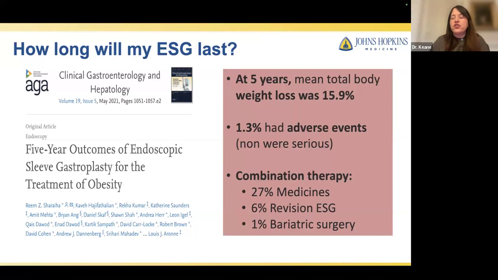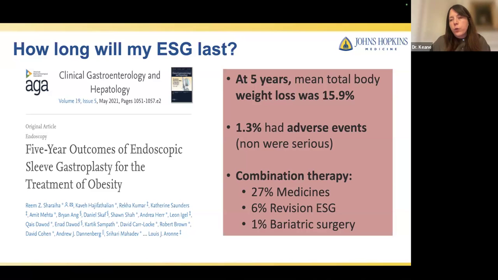So what about that question of durability that we brought up right at the start? How long will my ESG last me? Well, nothing lasts forever, even with bariatric surgery. Remember, obesity is a relapsing condition. But this study that came out of New York really showed that ESG has some real durability.